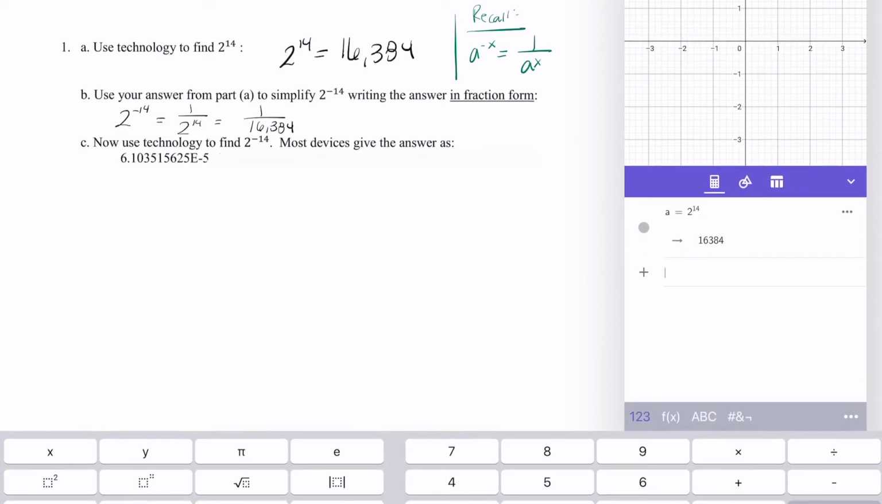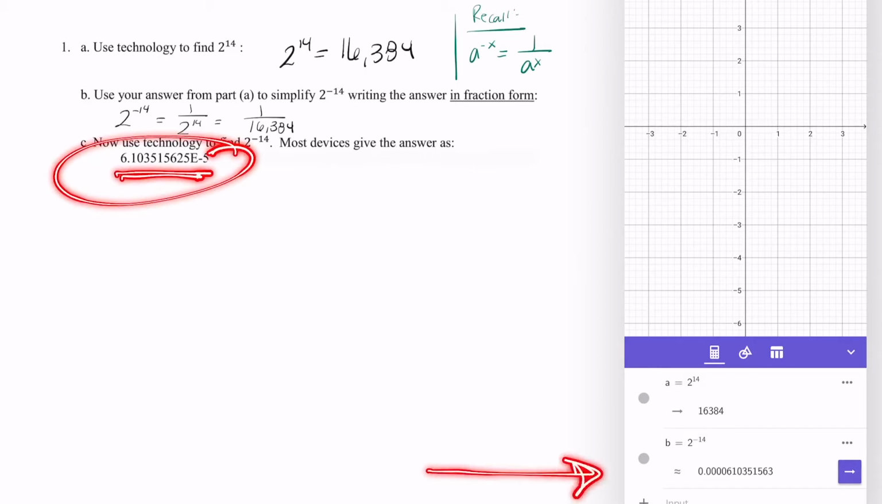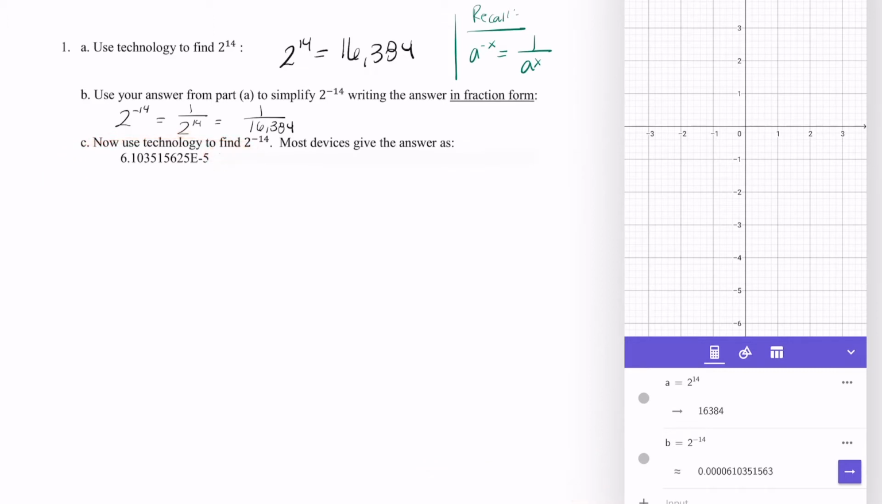On GeoGebra, if I type in 2 to the negative 14th power, there are a few options. If you notice, it gives me the answer we had for part B. It also gives me the approximate answer. So let's use this to quickly compare what other calculators will get you, what this actually means, and how to rewrite it like you see it here in GeoGebra. First, let's talk about old school calculator notation.